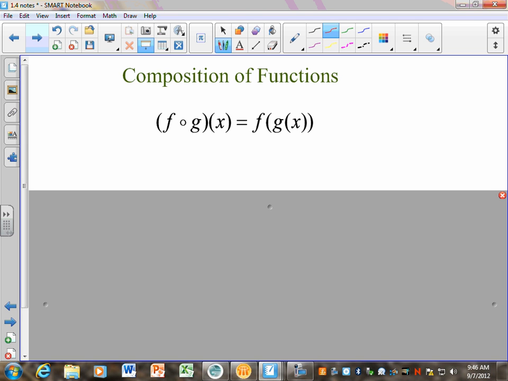And last year I told you, if you were in my class, every time you see that little notation, you can just replace it with a set of parentheses, and it kind of tells you exactly what to do. So if you replace that with a set of parentheses, you get this, and it's exactly what that means. It means you're taking g of x, and you're putting it into f of x.